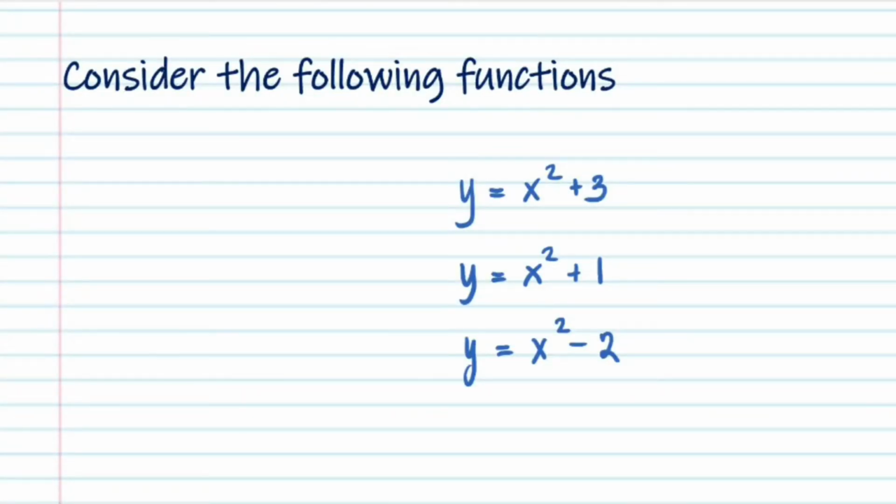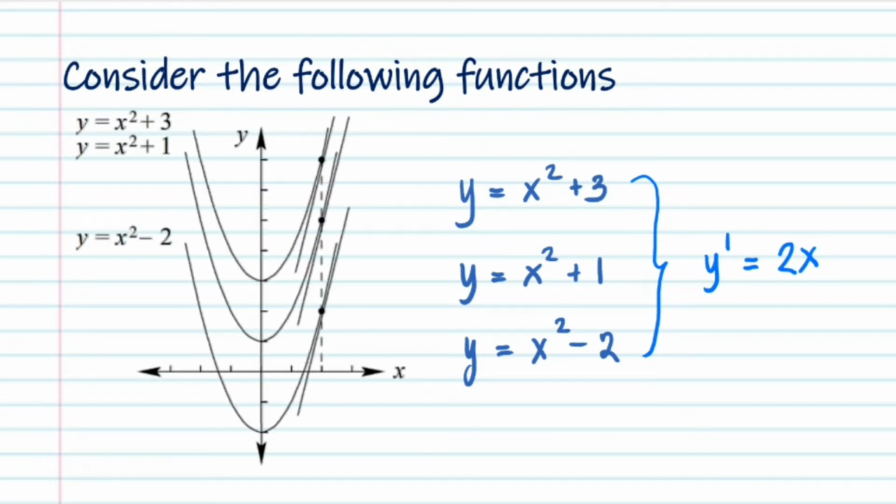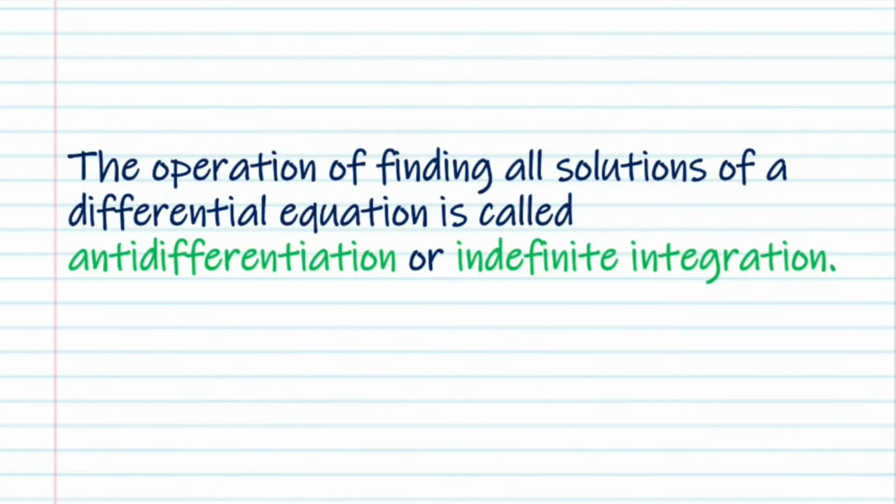Consider the following functions. We have y equals x squared plus 3, y equals x squared plus 1, and y equals x squared minus 2. If you get the derivatives of these functions, we have y prime equals 2x. When we get the antiderivative of 2x, we get a family of curves in the form of x squared plus c, which is our general solution. The operation of finding all solutions of a differential equation is called antidifferentiation or indefinite integration.